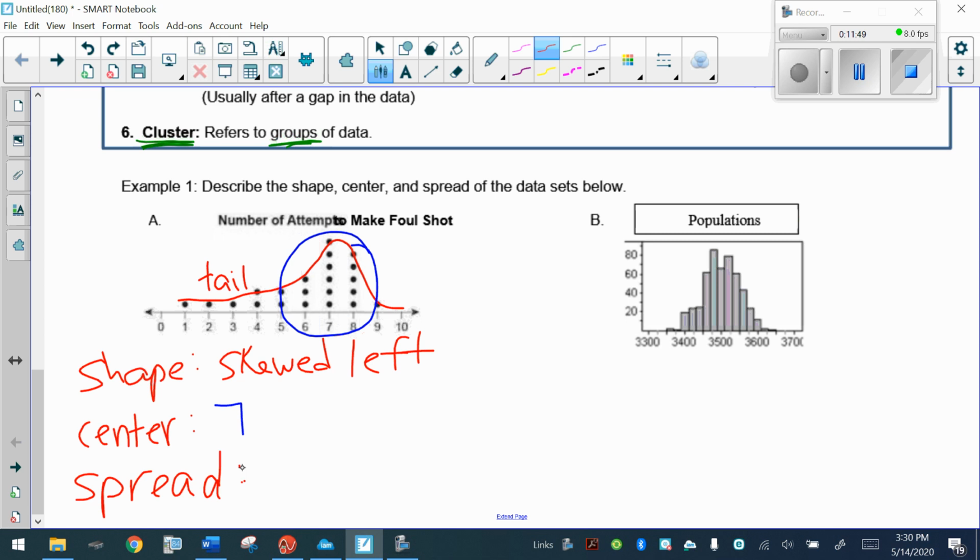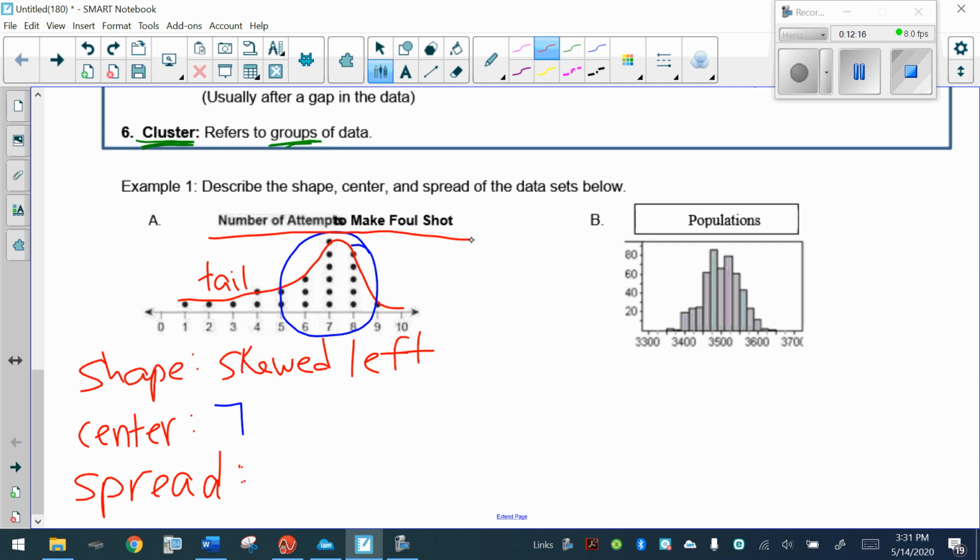So it says these numbers are the number of attempts to make a foul shot. So maybe these are all the players on the basketball team, right? And some kids, it only takes one attempt. They pretty much always get it on the first try. Some kids take 2 attempts, 3 attempts, 4 attempts. And we got kids taking 6, 7, and 8. So think about this in a basketball practice.